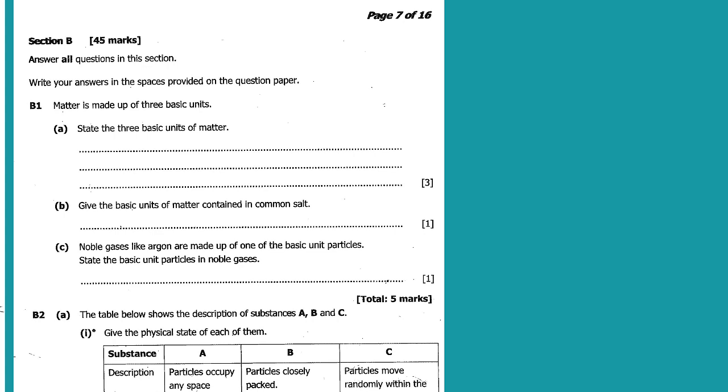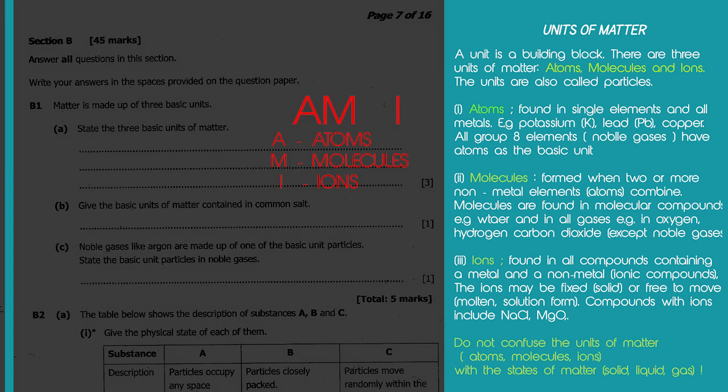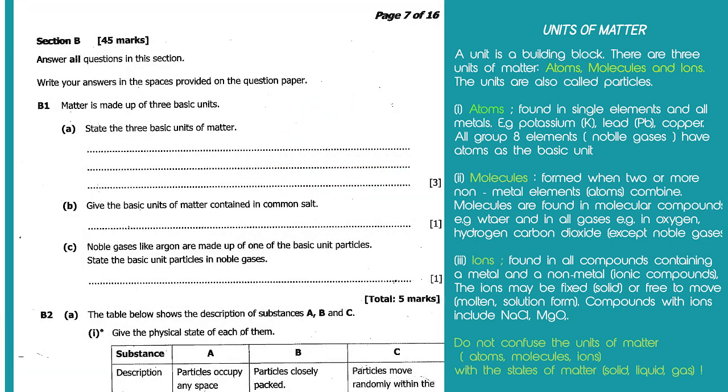Before we answer this question, let's have a quick revision. Units of matter. A unit is a building block. There are 3 units of matter: atoms, molecules, and ions. You can remember these by using the phrase MIA: A, atoms; M, molecules; I, ions. The units are also called particles. So the atoms are found in all single elements and in all metals like potassium, lead, copper, iron, etc. And atoms are also found in all group 8 elements. Group 8 elements are non-reactive, therefore they are only made up of atoms.